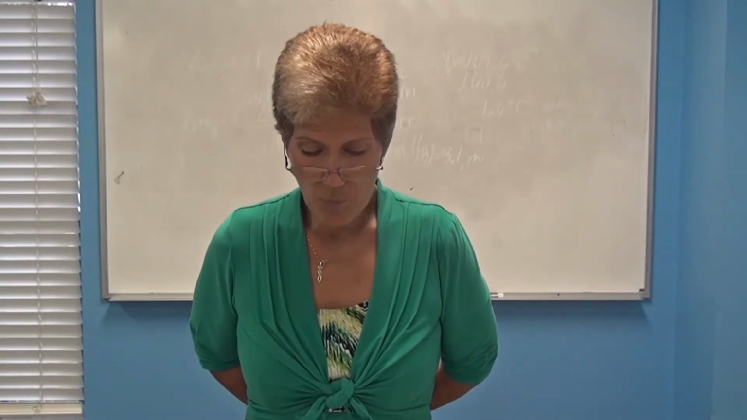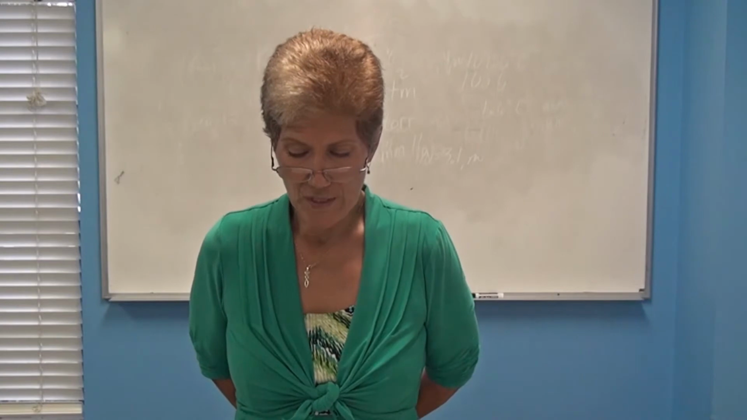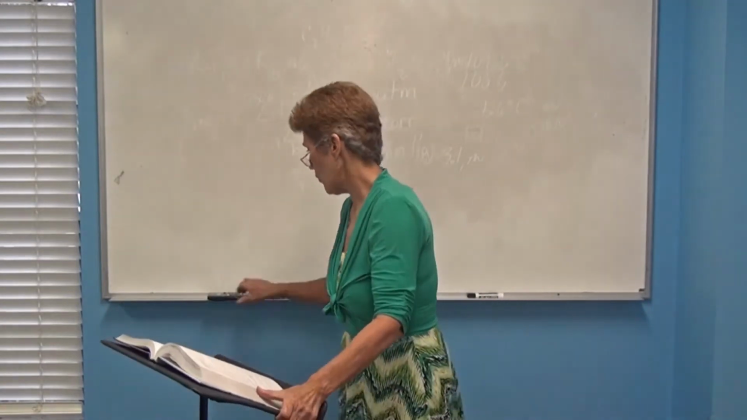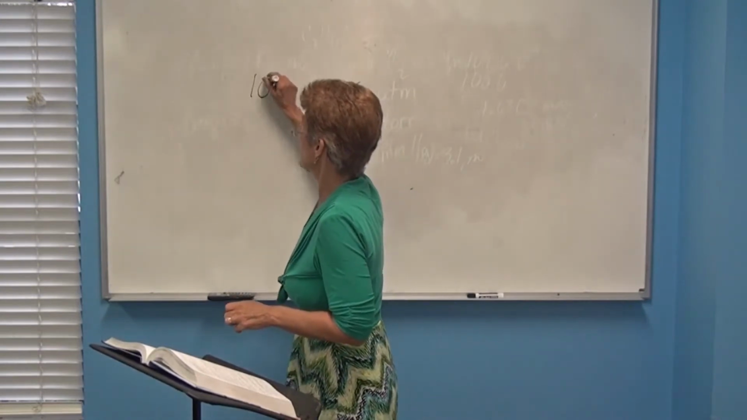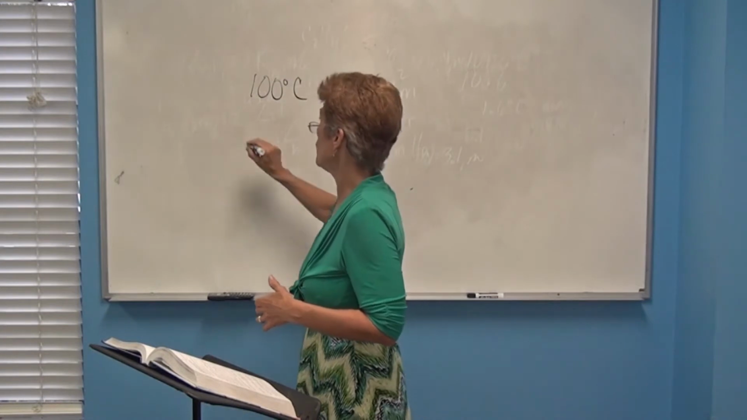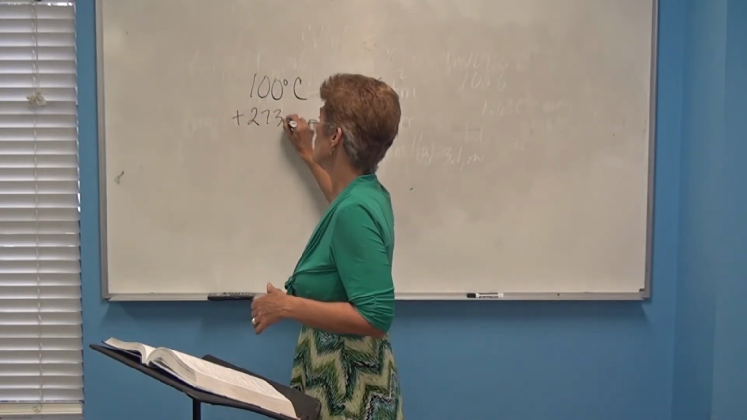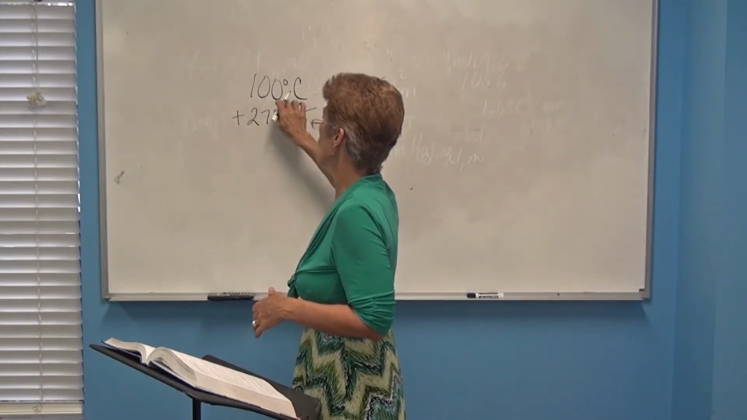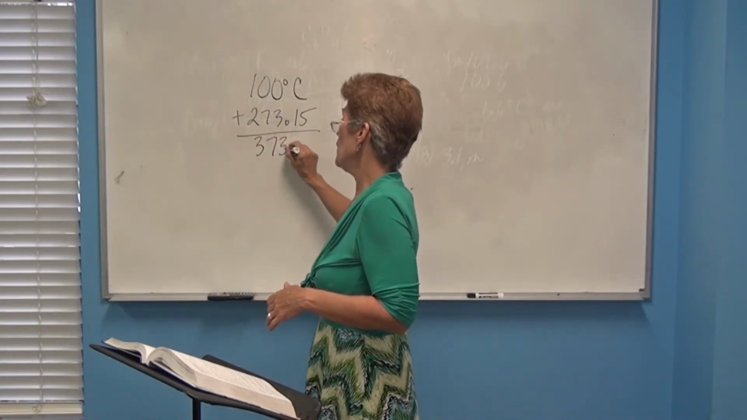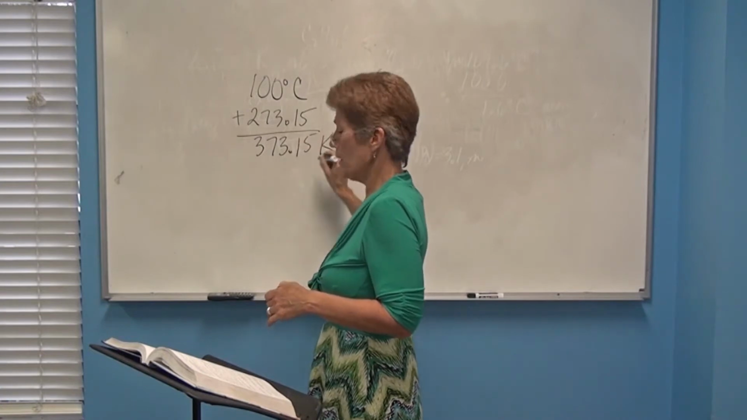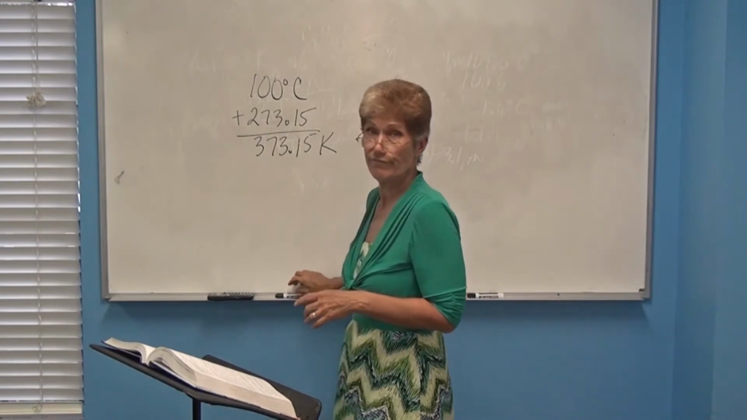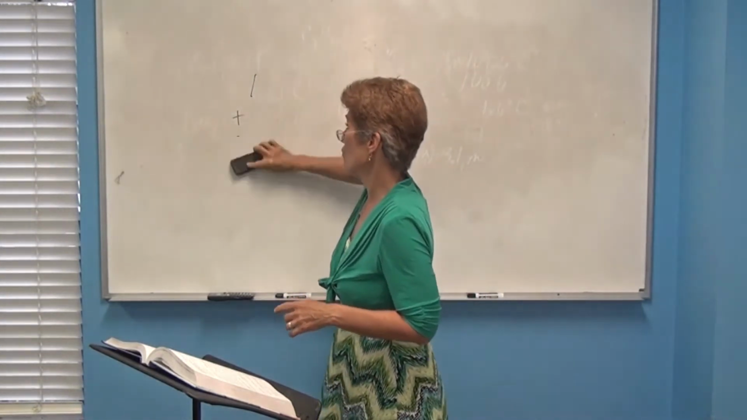Number 8, what is the boiling point of water at 1 atmosphere in Kelvin? Well, remember, the boiling point of water is 100 degrees Celsius. You all should have that memorized. And to convert to Kelvin, you add 273.15. And remember, this has an infinite number of significant figures. So the boiling point of water in Kelvin would be 373.15 Kelvin. It's not degrees, it's just Kelvin.